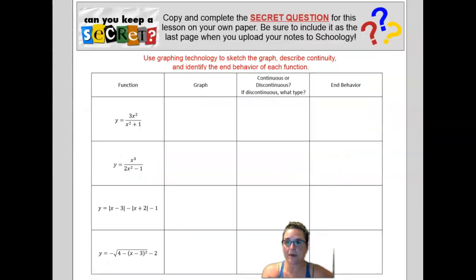Okay, so that brings us then to the secret question for this lesson. There are 4 problems here that I'd like you to use graphing technology to take a look at the graph. You're going to sketch each of the graphs, just a rough sketch. It doesn't have to be super meticulous, but I want to see, for example, where your asymptotes are, if there are asymptotes in the graph, or where the endpoints are located, if there are endpoints. Okay, so you'll want to indicate a few ordered pairs there.